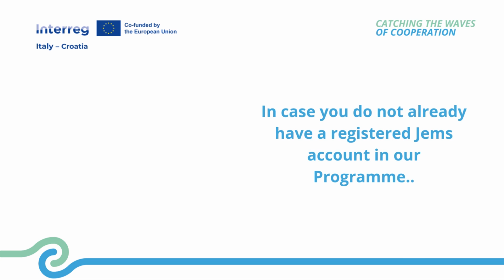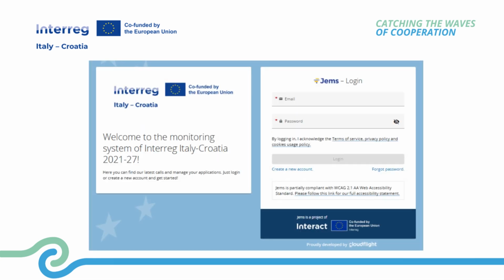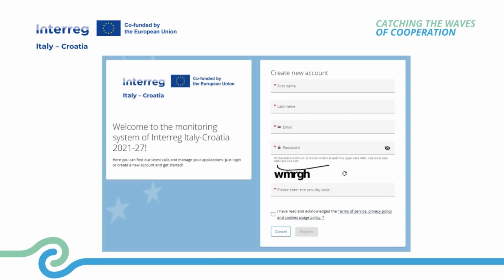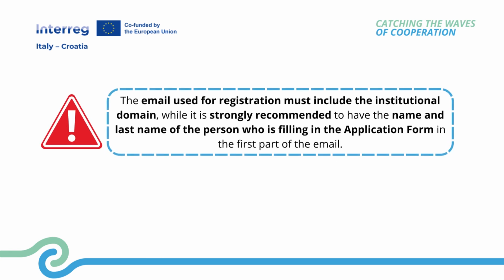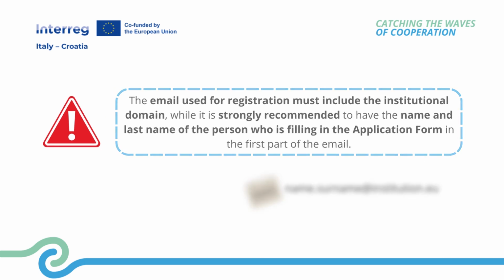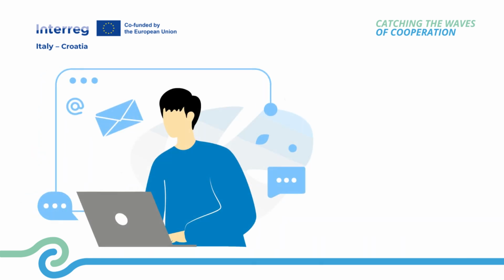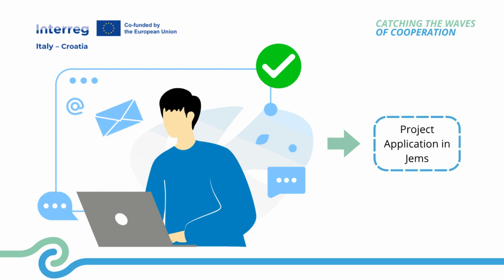In case you do not already have a registered Jems account in our program, then your first step must be to create one by visiting our Jems webpage and clicking on Create a New Account link. After you have inputted all the mandatory data marked with a red asterisk, you will be able to click on the Register button below. The email used for registration must include the institutional domain, while it is strongly recommended to also have the name and last name of the person who is filling in the AF in the first part of the email. Upon registration, you will receive an automatic email with a link to activate the account. Once you have activated your account, you can finally begin the process of project application in Jems.